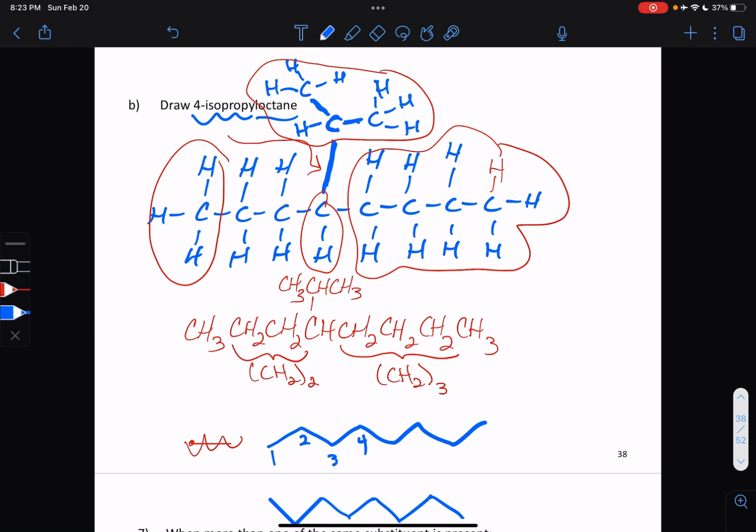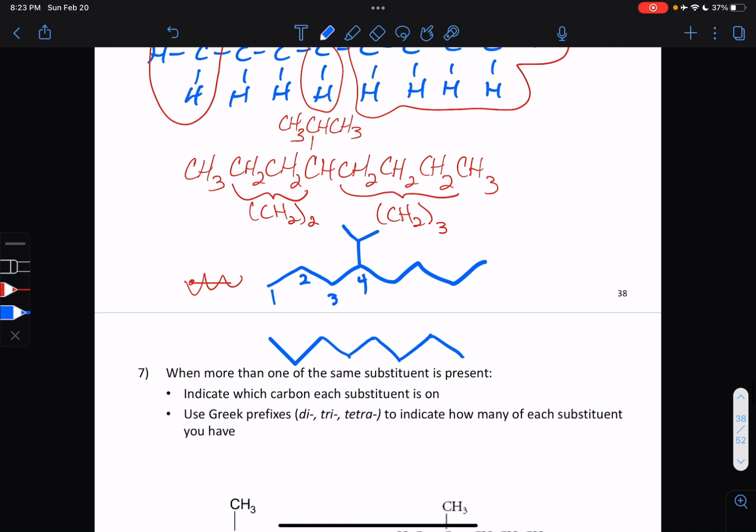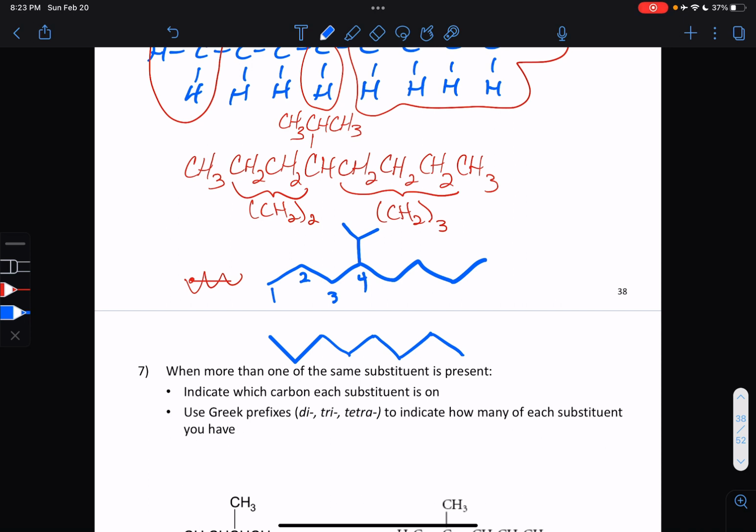And in line bond structure, an isopropyl looks like a little forked tongue, like that. And you can draw it up. Or if we had this molecule down here, 1, 2, 3, 4, what you would do is you would draw it down like that.